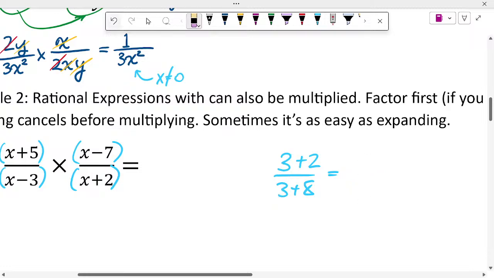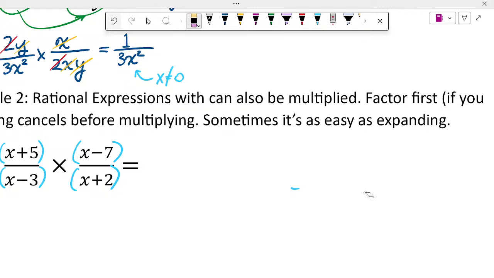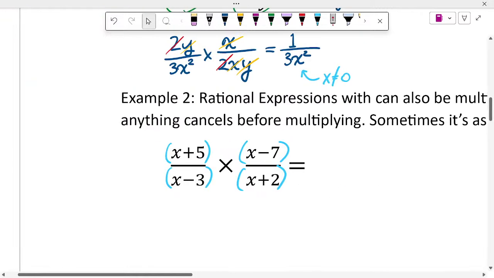Well, let's check. What is 3 plus 2? 5. What is 3 plus 8? 11. Is that the same thing as 2 over 8, which is a quarter? Are those the same? No, of course not, right? So if there's addition or subtraction, you can't cancel. You could cancel the whole thing. So if this said x plus 5 instead, then you could cancel those two whole things like that. Does that make sense? But it doesn't say x plus 5, it says x plus 2, so there's no canceling.